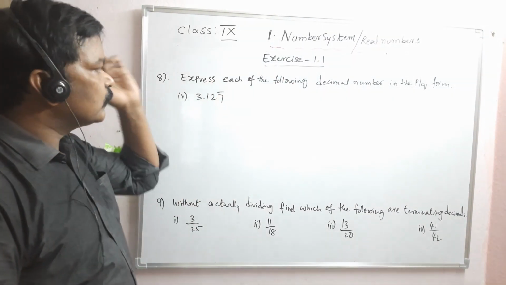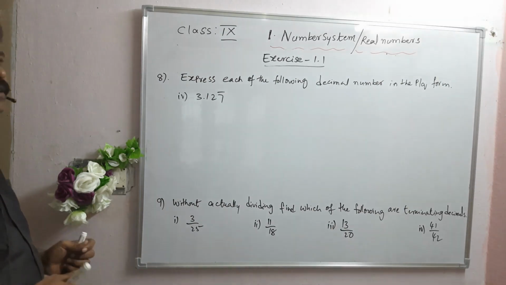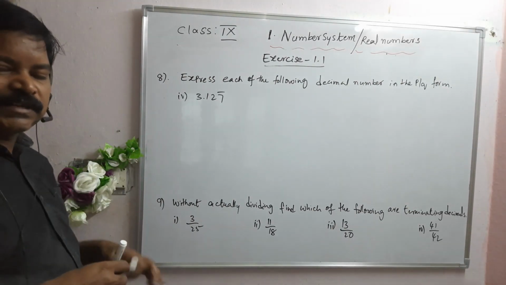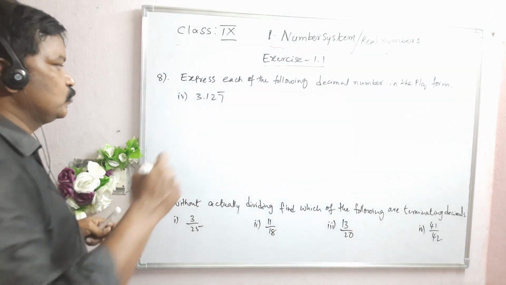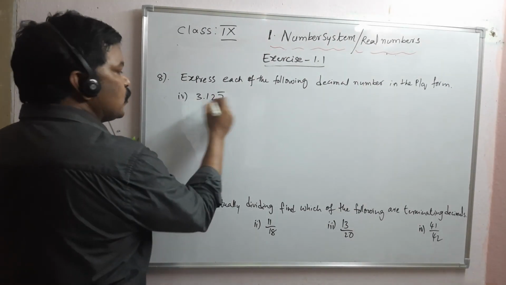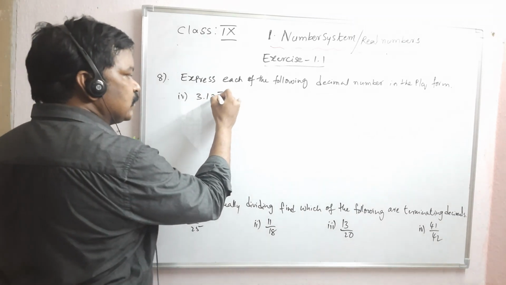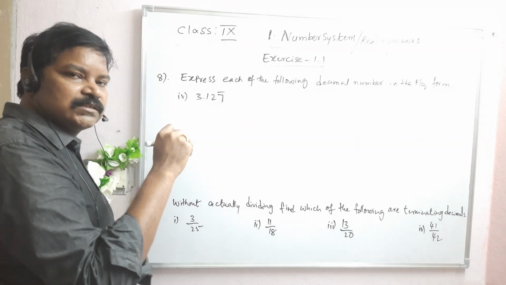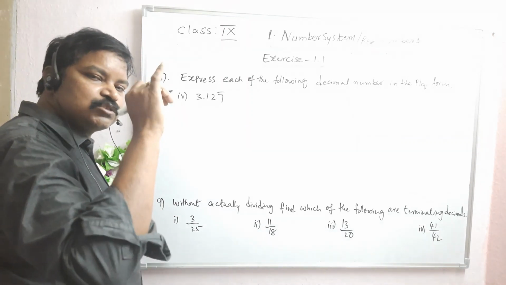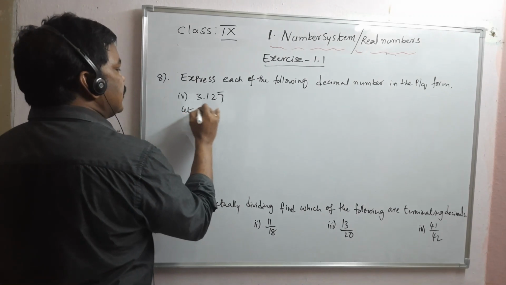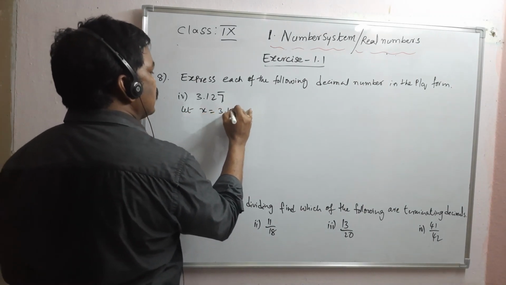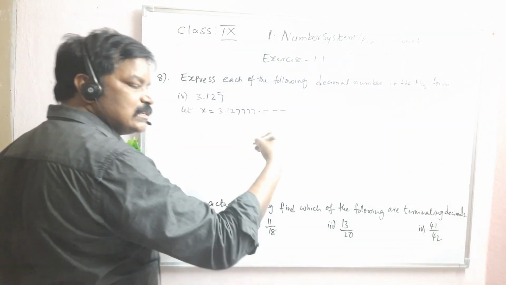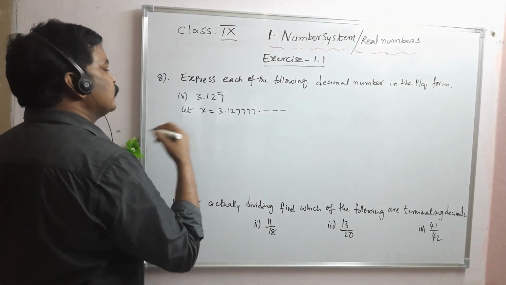Eighth question. Express each of the following decimal numbers in the p by q form. I will teach you only the fourth sum. The remaining sums you do as your homework. 3.127, the bar is only for 7 here. That means the periodicity is 1 here, right? First, let x be equal to 3.1277777, and so on. Only 7 is recurring here, right?